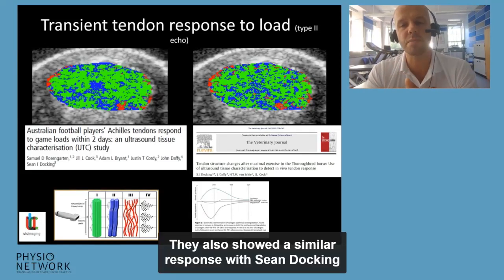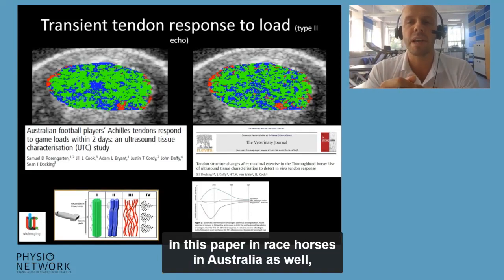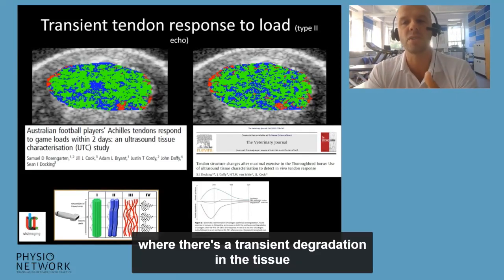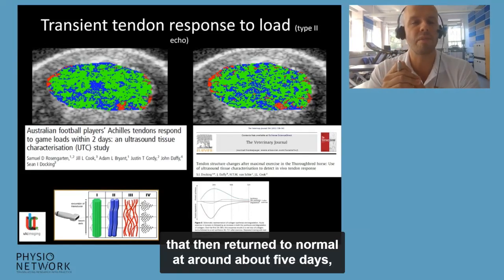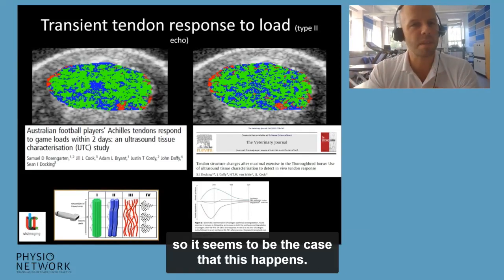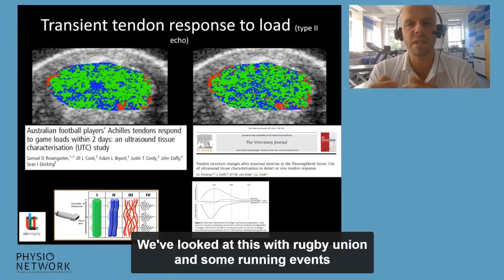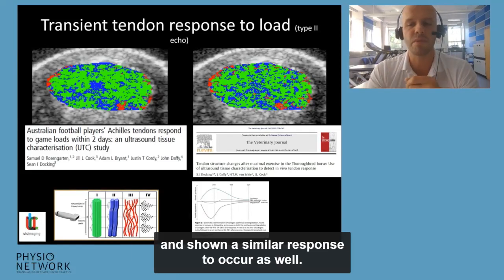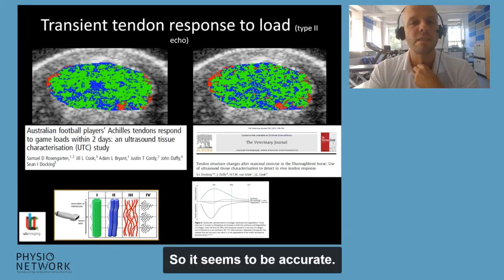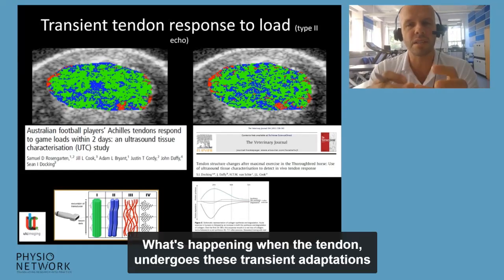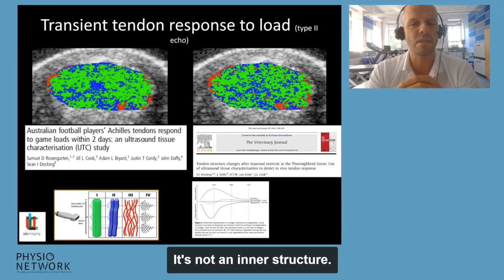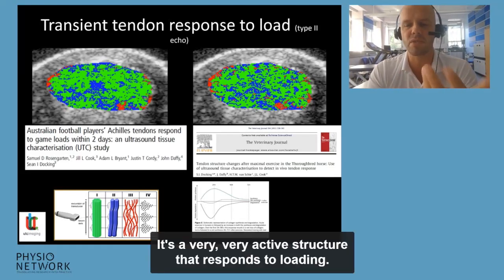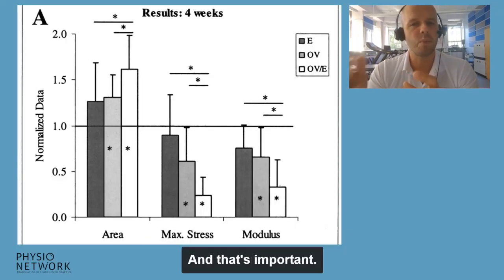They also showed a similar response with Sean Docking leading this paper in racehorses in Australia as well, where there's a transient degradation in the tissue that then returned to normal at around about 5 days. So it seems to be the case that this happens. We've looked at this with rugby union and some running events and shown a similar response to occur as well. So it seems to be accurate with what's happening, and the tendon undergoes these transient adaptations. Now that tells us it's active. It's not an inert structure. It's a very, very active structure that responds to loading, and that's important.